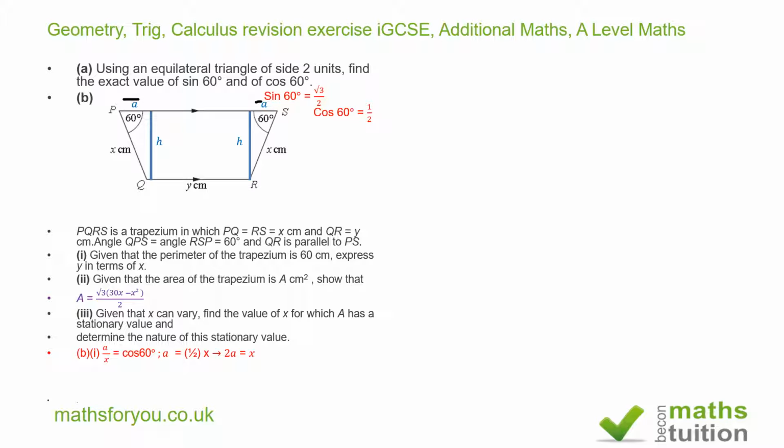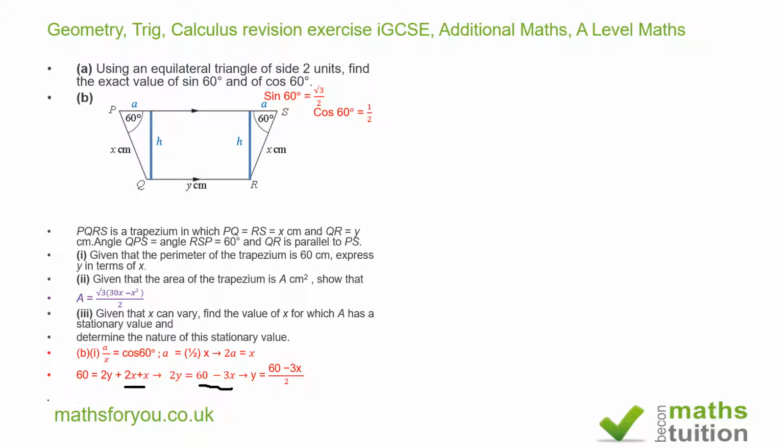Right. Now, we are told that the perimeter is 60, which means that the perimeter is also 2y plus x, or 2x if you like, plus the two little ones, this A and the A there. And we know that the two A's will give us x. So 60 is equal to 2y plus 2x plus x. So 2y then becomes 60 minus 3x.